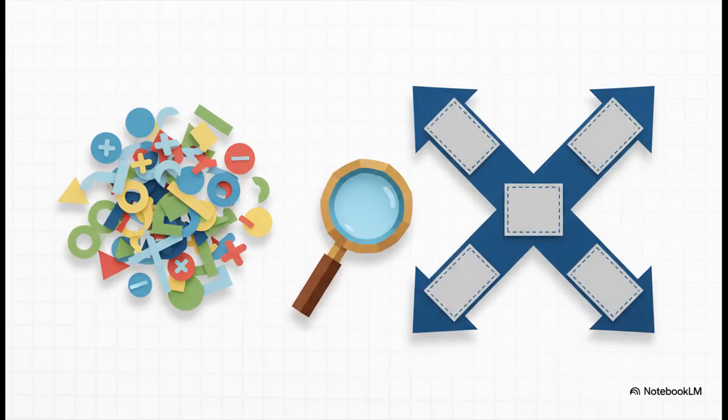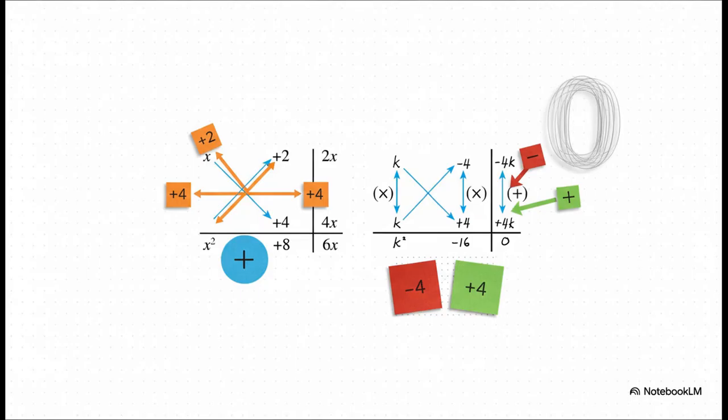Now, for some types of expressions, there's this really cool visual trick we can use to find the factors. It's called cross-multiplication. It's a great way to just organize your thoughts while you're hunting for the pieces of the puzzle. Okay, what's so cool here is just how flexible this method is. Take a look at the left. For x squared plus 6x plus 8, the method helps us find positive 2 and positive 4. Why? Because they multiply to get 8 and they add up to get 6.